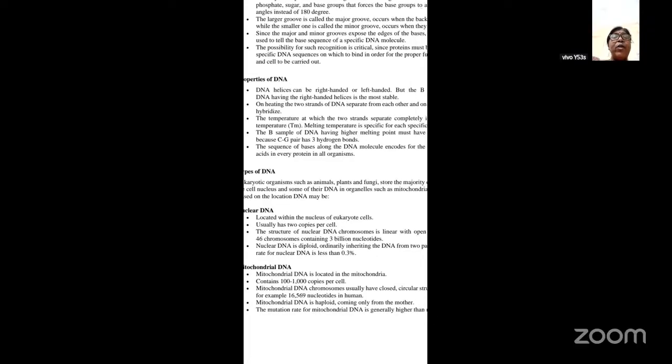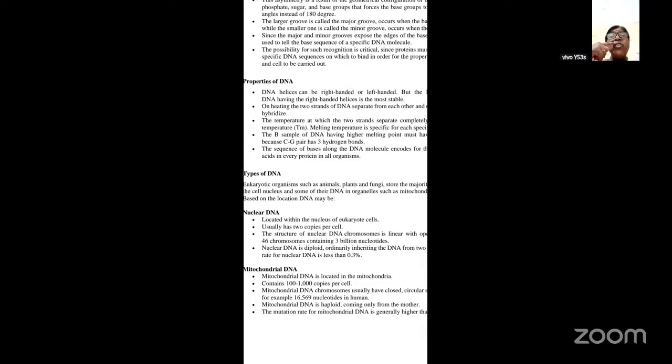The sequence of bases along the DNA molecule encodes for the sequence of amino acids in every position. So we can say that a major property of the DNA is that it can be either right-handed or left-handed, but the B configuration of the DNA, having the right-handed helix, is the most stable. Why? Because cytosine will pair with guanine and it has 3 hydrogen bonds, whereas adenine will pair with thymine by only 2 hydrogen bonds. That is why they say the B configuration DNA having the right-handed helix is the most stable.